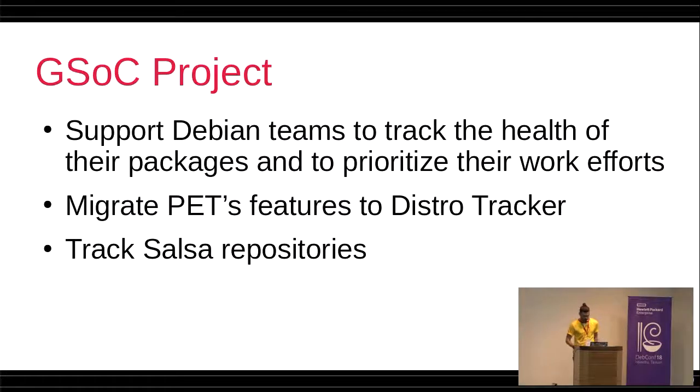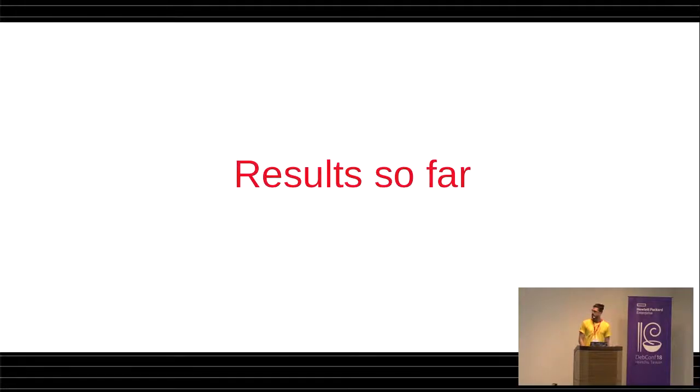What we want to do, because the old tracker is no longer maintained and it tracked the package repositories from Alioth, is to continue to support Debian teams in tracking the health of their packages and prioritizing their work efforts, by migrating its features to Distro Tracker. We also want to track source repositories instead of Alioth. So what are the results so far?